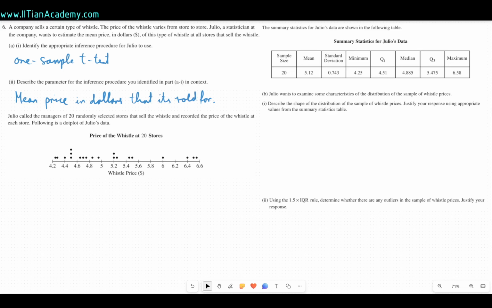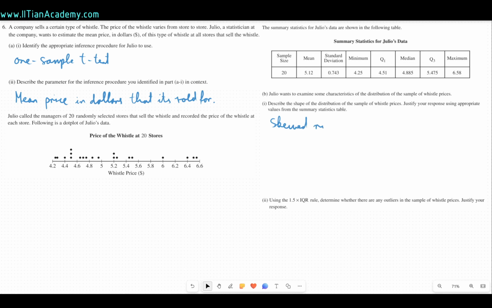So in part B, Julio called the 20 managers and collected some data for the mean price. We have this summary of the statistics, and we want to examine some characteristics. In part 1, we need to describe the shape of the distribution, and what we can say is that it is skewed right.